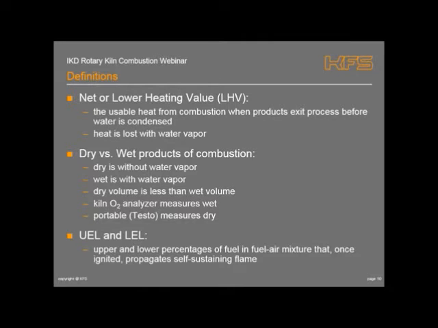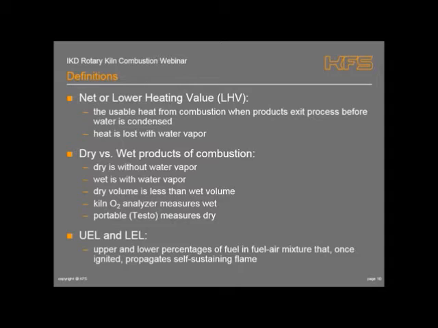Dry and wet products of combustion are compared. Dry is without the water vapor, wet is with the water vapor. If you're looking in a kiln and measuring the oxygen at the back of the kiln, you will see the water vapor, so the O2 will reflect the gases coming out of the kiln and include water vapor. If you're measuring with some external device where the water is condensed, such as a handheld portable or a stack analyzer, you'll be measuring a dry O2, which does not include water vapor. So you can see that the oxygen measured dry is going to be larger than the oxygen measured wet because it doesn't include the water vapor. The dry volume is obviously less than the wet volume.